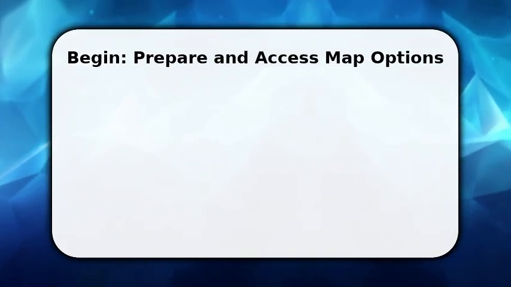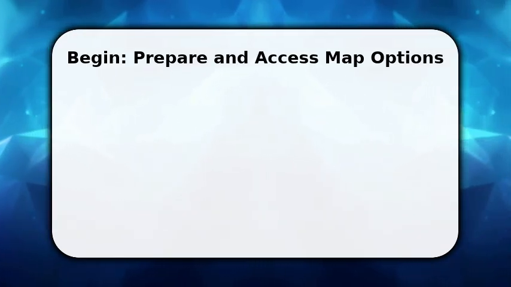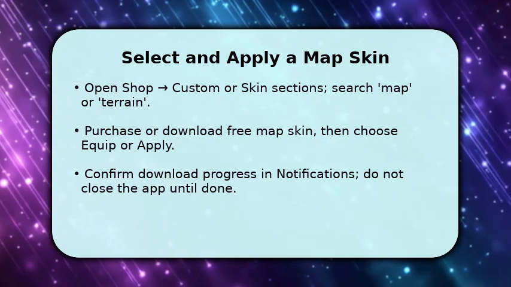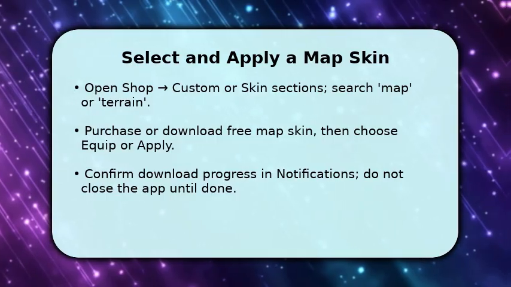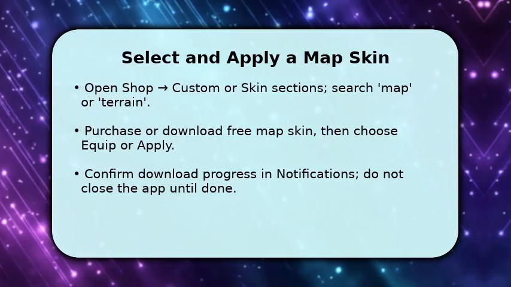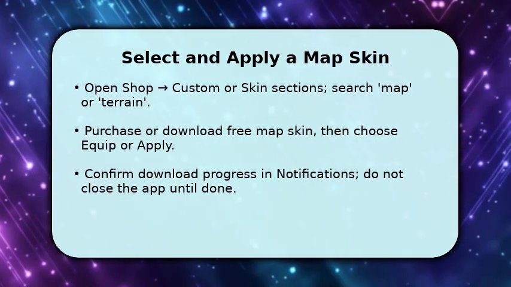Now that the client is ready and resources are available, proceed to the Shop or Theme menu to load. You next go into the shop under Custom or Skin sections and search for map skins or terrain packs. Once you find a map, buy or download it. Purchases are handled through your linked store, so confirm payment quickly to avoid timeouts.